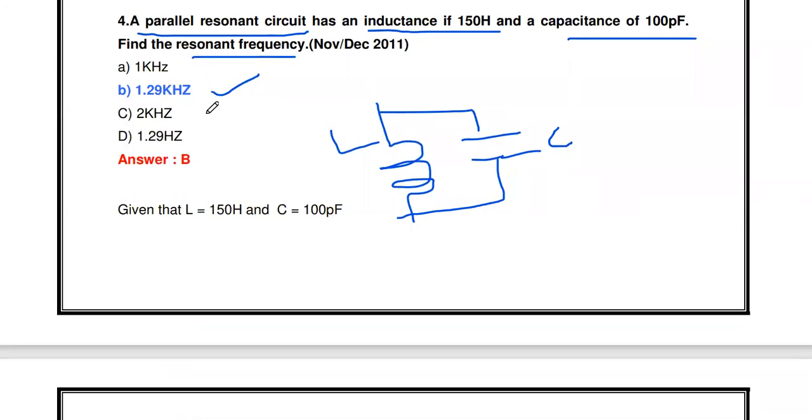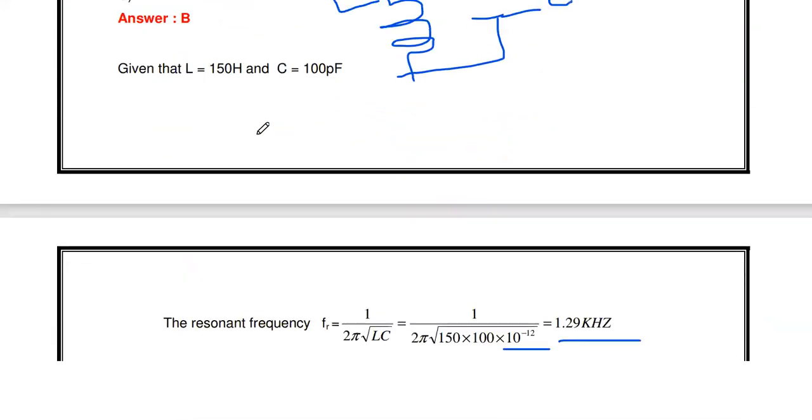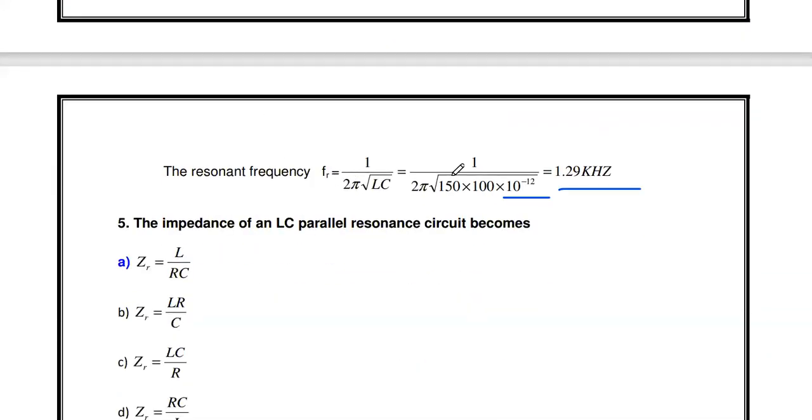Sometimes the answer is given in radians, so you just multiply FR by 2 pi. 2 pi FR is called omega R. So if you want the resonant frequency in radians, omega R is simply equal to 1 divided by square root of LC.